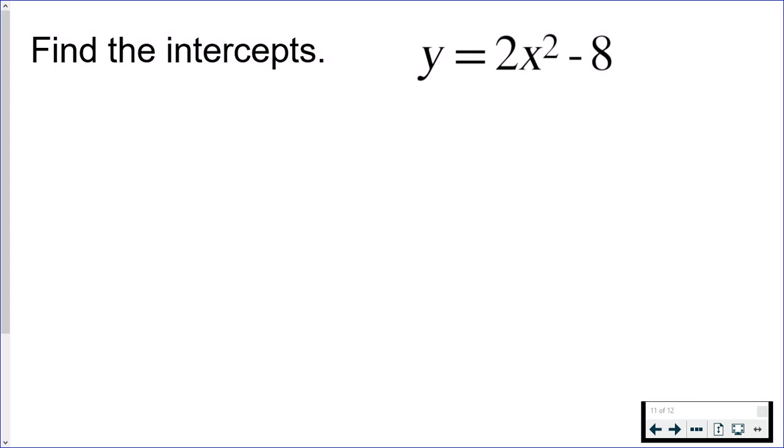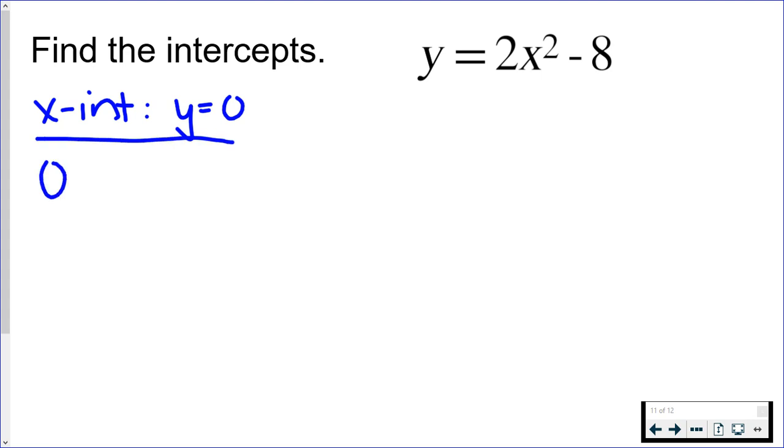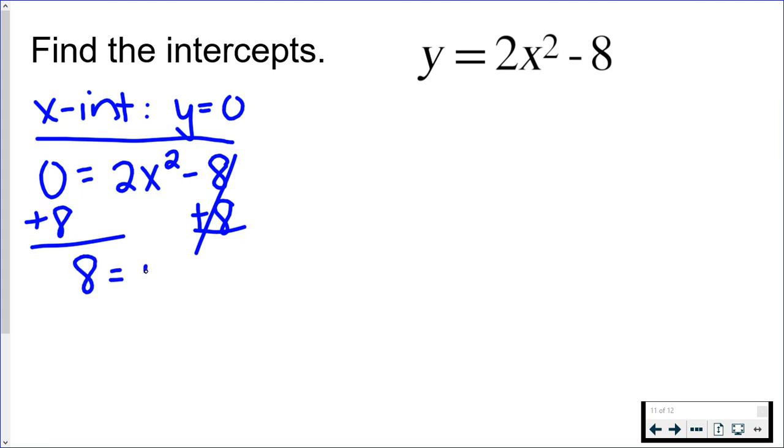It's the same process. So if I start by finding my x-intercept, that means y equals 0. So replace y with 0. And now I'm going to solve for x. If the exponent is throwing you off, just start by trying to isolate the x as much as possible. So I'm going to start by adding 8 to the other side. And then I will divide by 2.